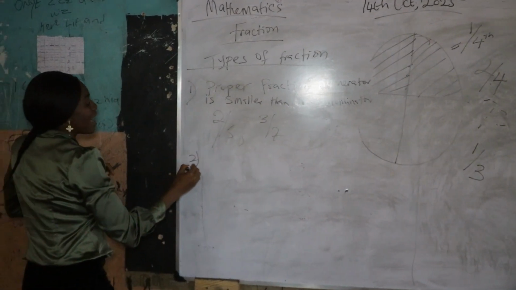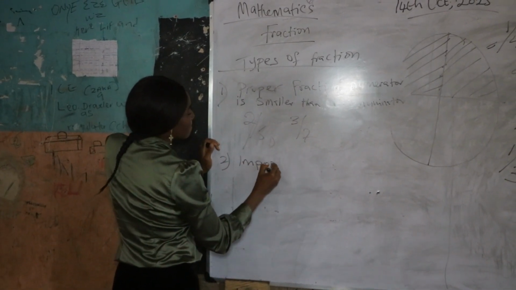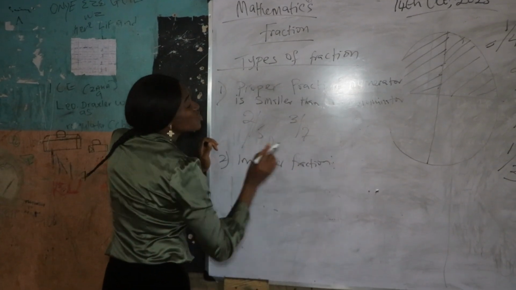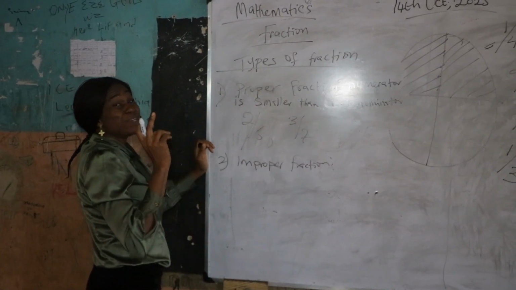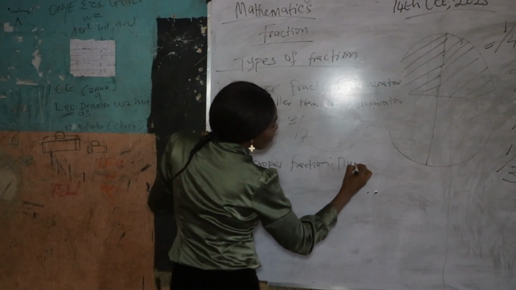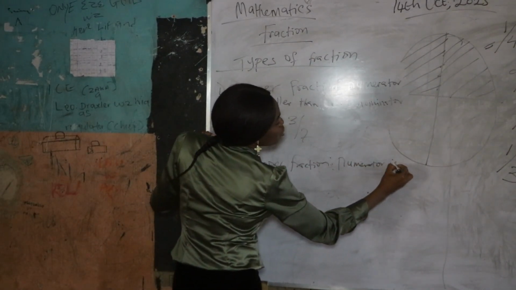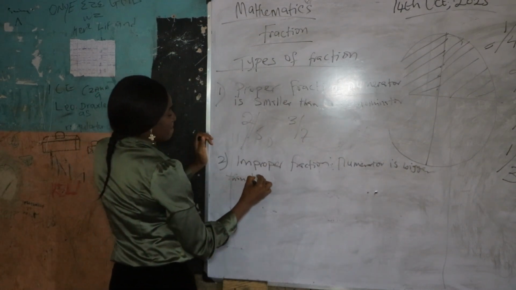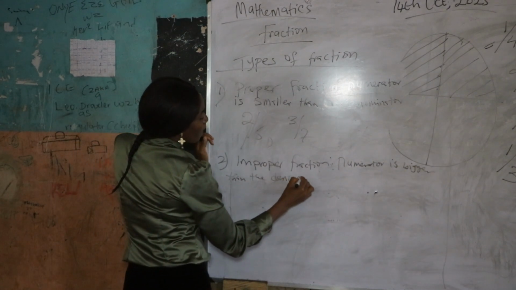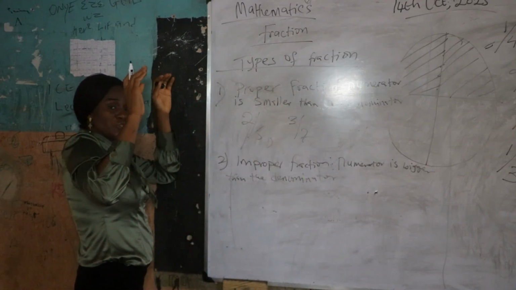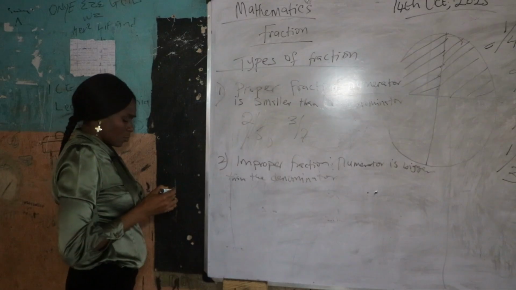Then the second one, we have improper fraction. This is where the numerator is bigger than the denominator. The one at the top is bigger than the one below.